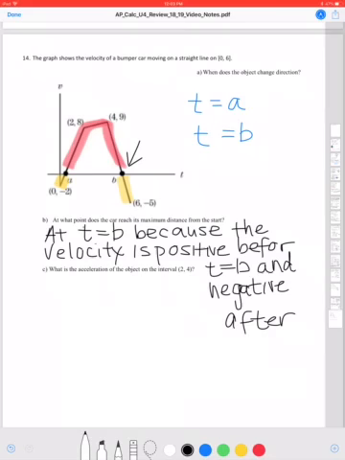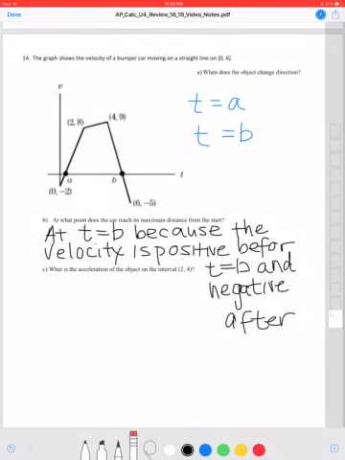Now, it would be a problem if it became positive again and started moving forward again. Then I would have trouble figuring out when it was the farthest. But since this whole time it's moving forward and the rest of the time it's moving backwards, it has to be its furthest distance at the end of that time interval from A to B.